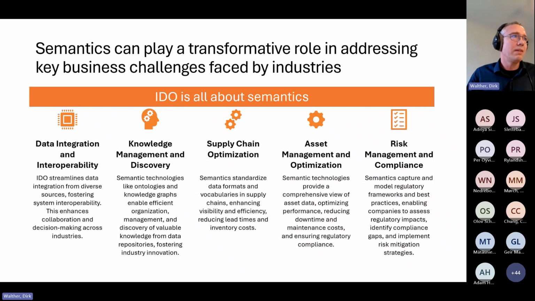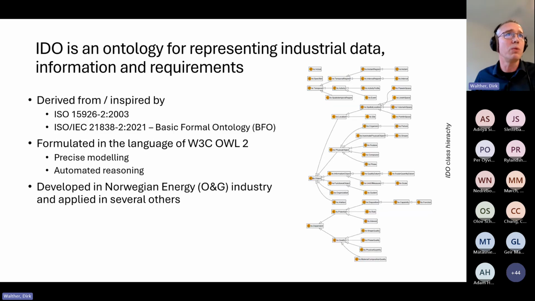Semantics has been recognized as addressing the key business challenges, that is data integration, interoperability, knowledge management, optimization in supply chain, asset management, risk management, and so on. And IDO, the industrial data ontology, is all about semantics. So what is IDO? IDO is an ontology formulated in the web ontology language as standardized by the W3C. It allows for precise modeling and enables automated reasoning.